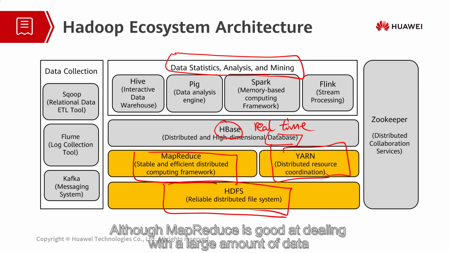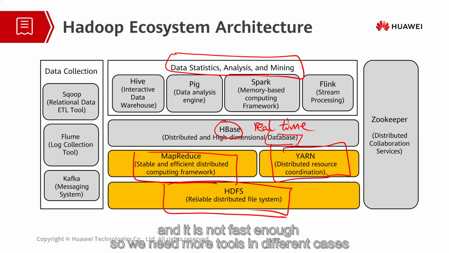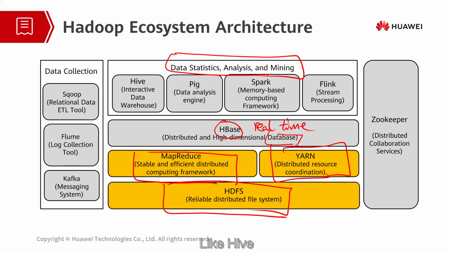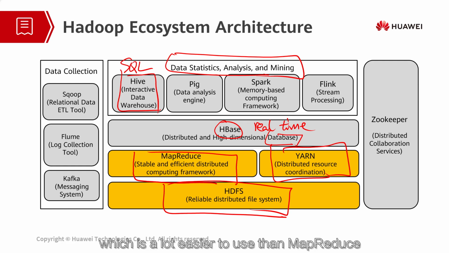Although MapReduce is good at dealing with large amounts of data, it has its own several drawbacks. For example, it requires some Java programming skills, and it is not fast enough. So we need more tools in different cases. Like Hive, it is just an interactive data warehouse, and you can use SQL statements to do big data analysis, which is a lot easier to use than that of MapReduce.